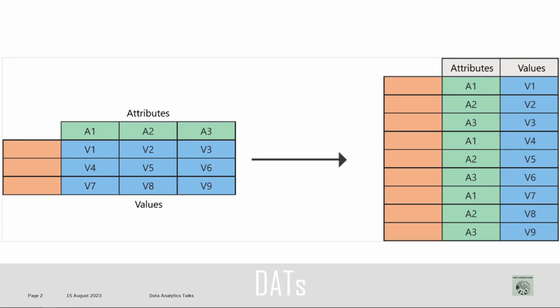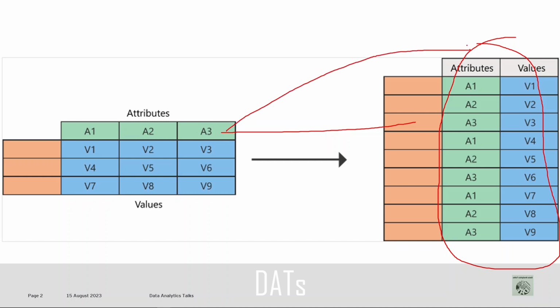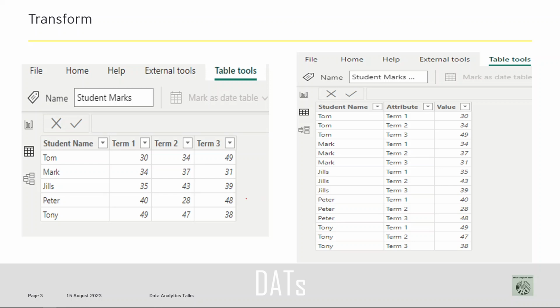In this session, we are going to discuss how to unpivot columns in Power BI. In Power Query, you can transform columns into attribute value pairs, where columns become rows. I would like to explain the concept first, then I will show you how to do that in Power BI.